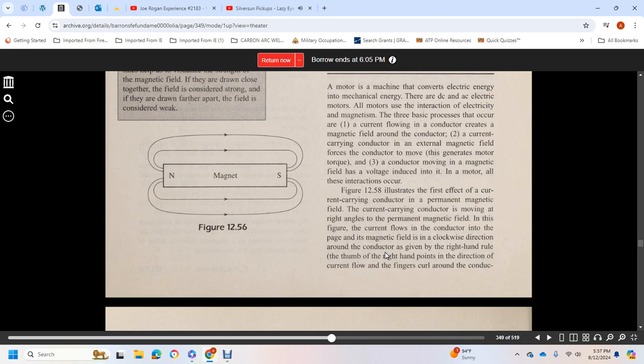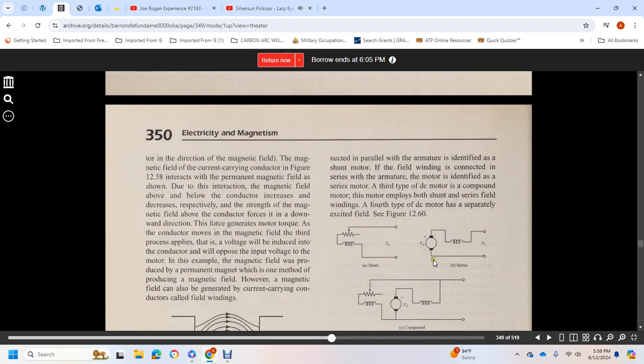Figure 12.58 illustrates the first effect of a current-carrying conductor in a permanent magnet field, with the conductor moving at right angles. In this figure, the current flows into the conductor in the magnet field, with a clockwise magnetic field direction around the conductor, given by the right-hand rule, with the thumb pointing in the direction of the current flow and the fingers curling around the conductor in the direction of the magnetic field.